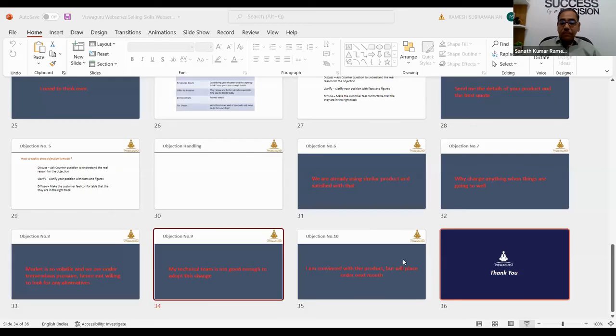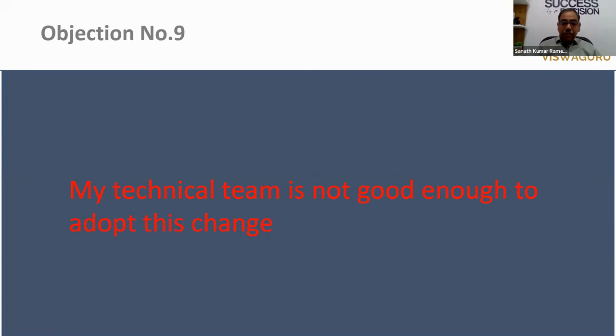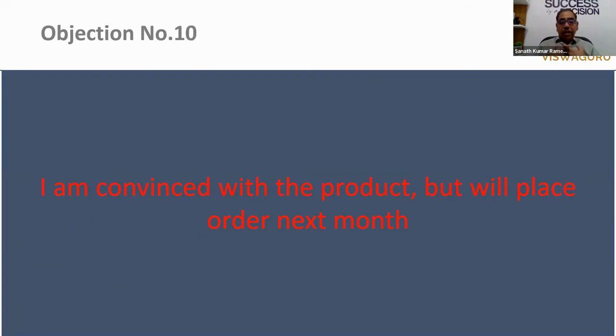Next one. This we have done, right? I'm convinced with the point, we'll place the order next month. Customer tells you, I'm convinced with the product, but I will place the order next month. What will you do? Lokesh, my favorite boy to ask. Yes, sir. How will you handle this? Customer tells you, I'm happy with the product, but I will place the order next month.